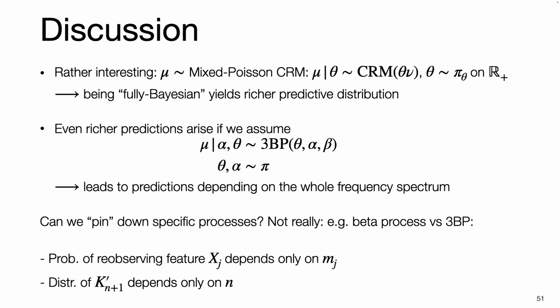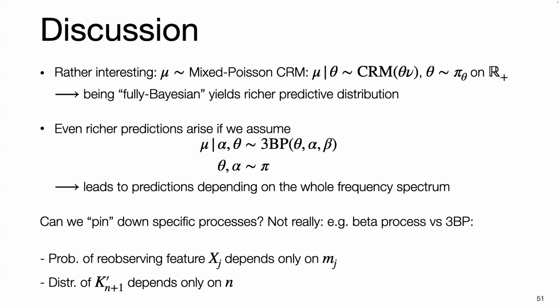The other thing that I want to mention is the possibility of pinning down specific processes. So in the case of species sampling models, people before us were able to pin down the Dirichlet process, the Pitman-Yor process, the symmetric Dirichlet distribution, while we were able only to pin down the class of completely random measures, which is pretty big, and the class of mixed Poisson and mixed binomial processes, which is much, much bigger.